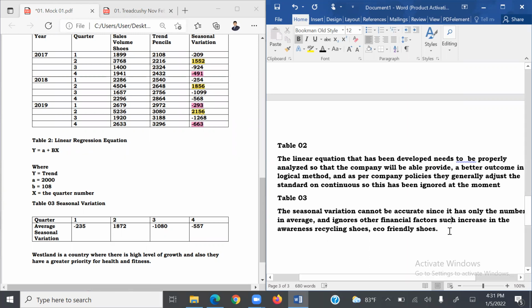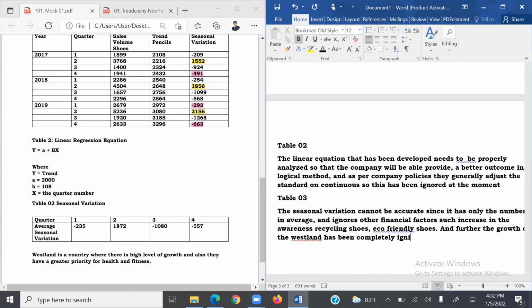And further, the growth of Westland has been completely ignored. Students, get that point of view. Students, get the understanding properly. Completely ignored.